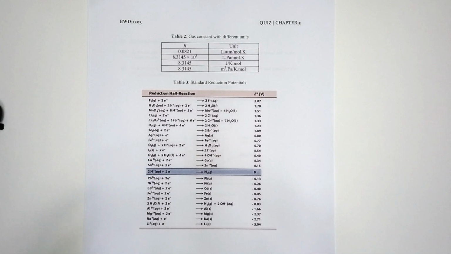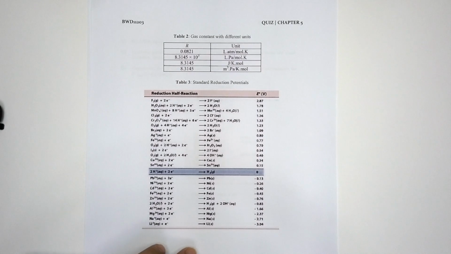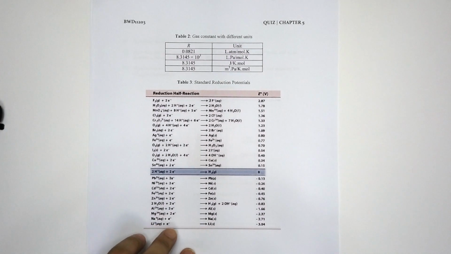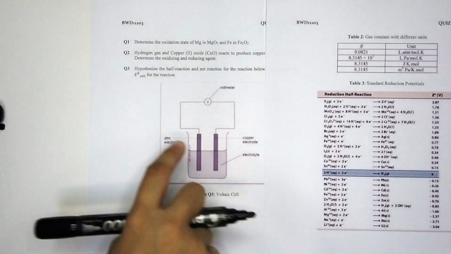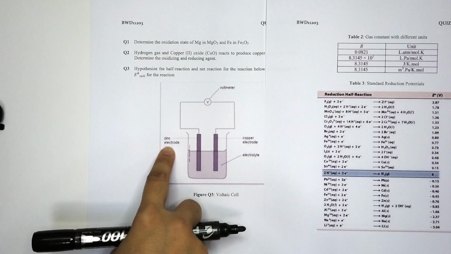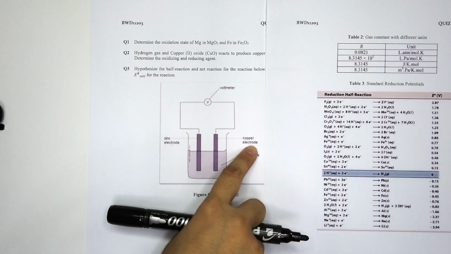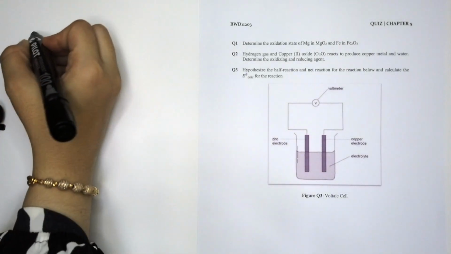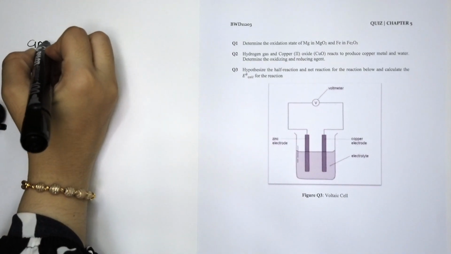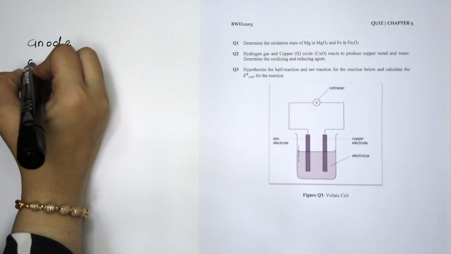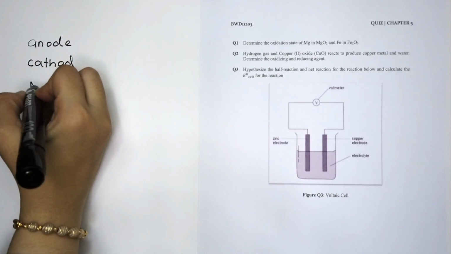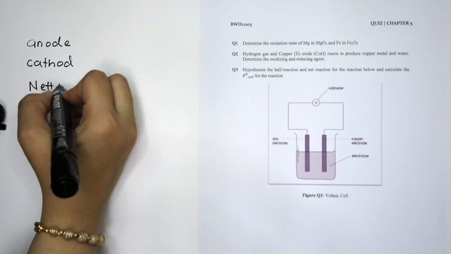And then for the cathode, remember the tip I gave you, red cat, right? The red cat: reduction occurs at the cathode. Alright, so now we know that the zinc is the anode and the copper is the cathode. Right, so I'm going to write anode, cathode, and then this is the net reaction.